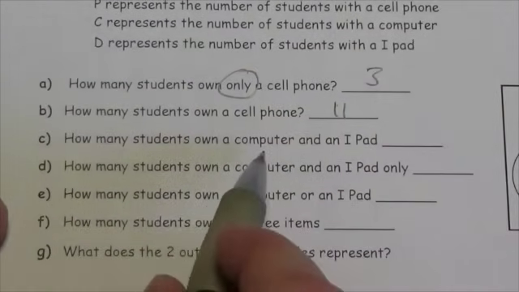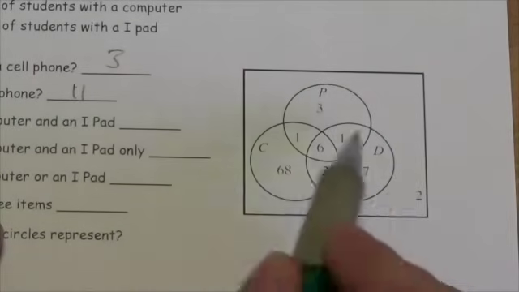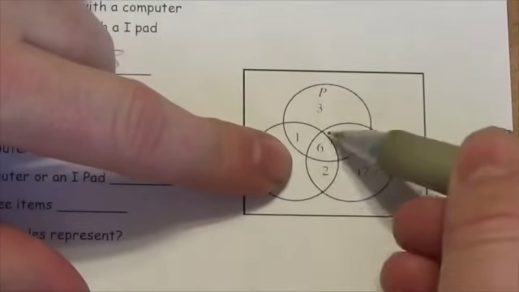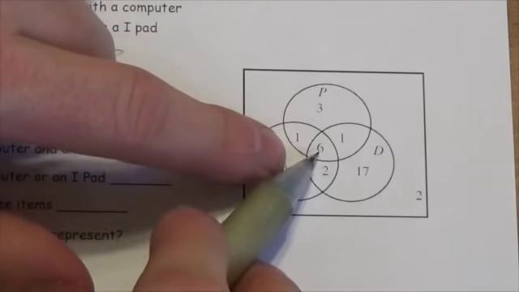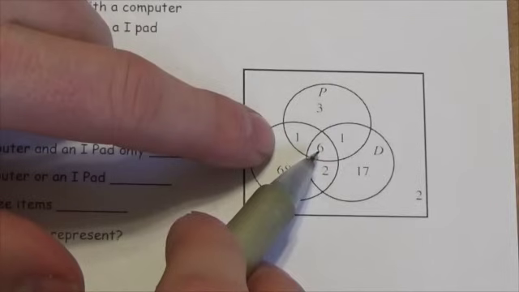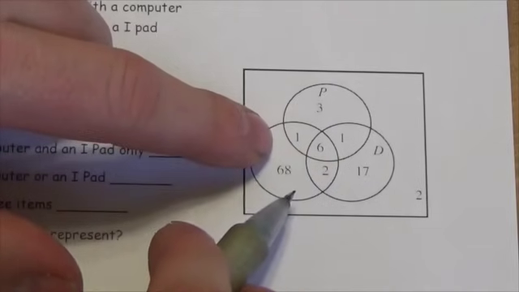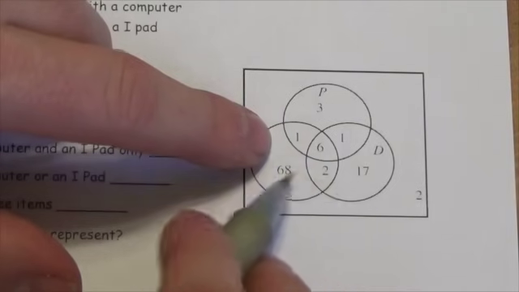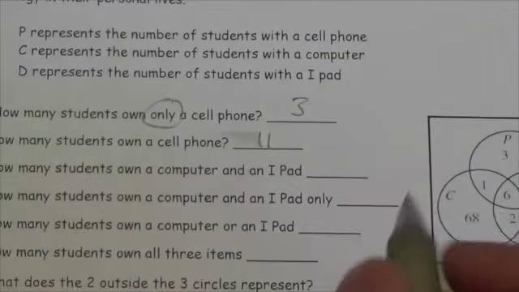How many students own a computer and an iPad? Now I'm talking about the overlap between the two. That's this part right here. These 6 people, granted, also have a cell phone, but they do have a computer and an iPad. It doesn't matter that they also have a cell phone. The question was just, do they have a computer and an iPad? So there are 6 here that have all 3, and 2 that don't have cell phones that have just the computer and the iPad. Altogether, that's going to be 8.